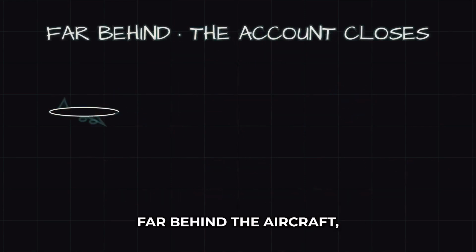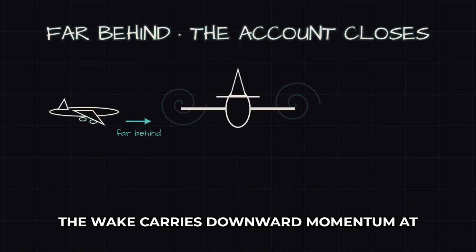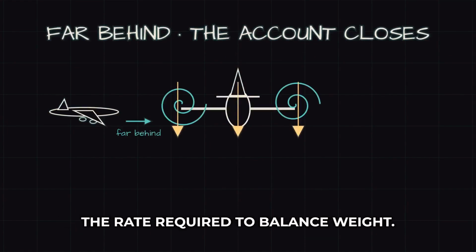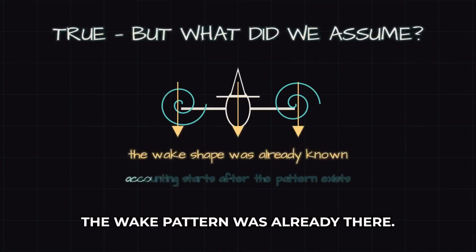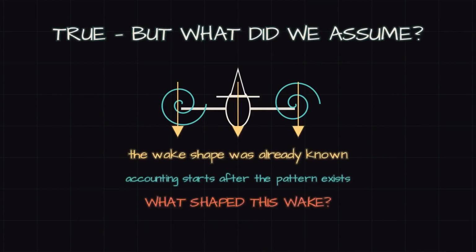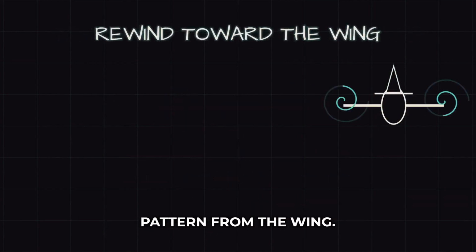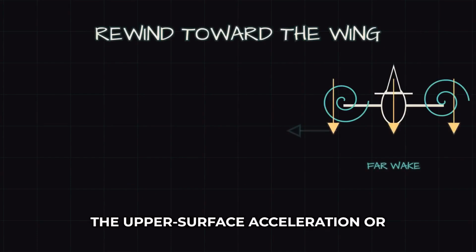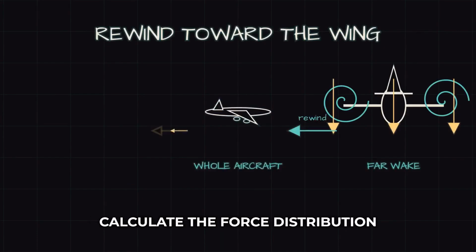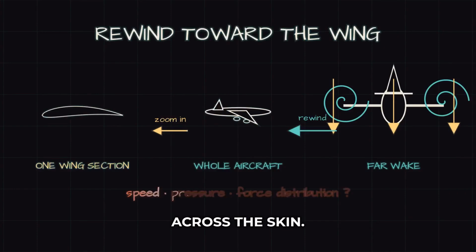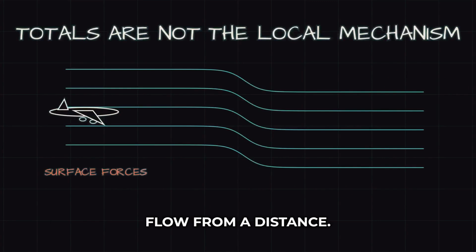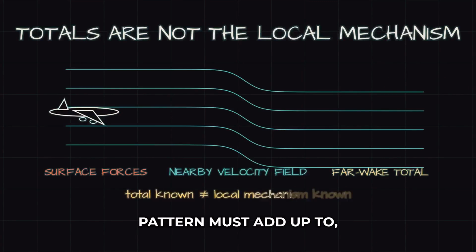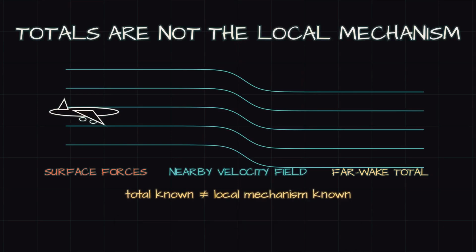Far behind the aircraft, the account closes. The wake carries downward momentum at the rate required to balance weight. But notice what we assumed. The wake pattern was already there. We did not derive that pattern from the wing. We did not predict the upper surface acceleration or calculate the force distribution across the skin. Momentum accounting reads the completed flow from a distance. It tells us what the whole pattern must add up to, not how the wing creates that pattern nearby.